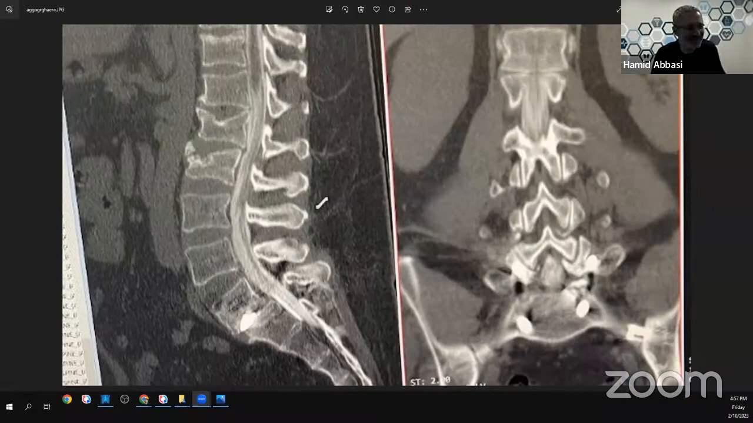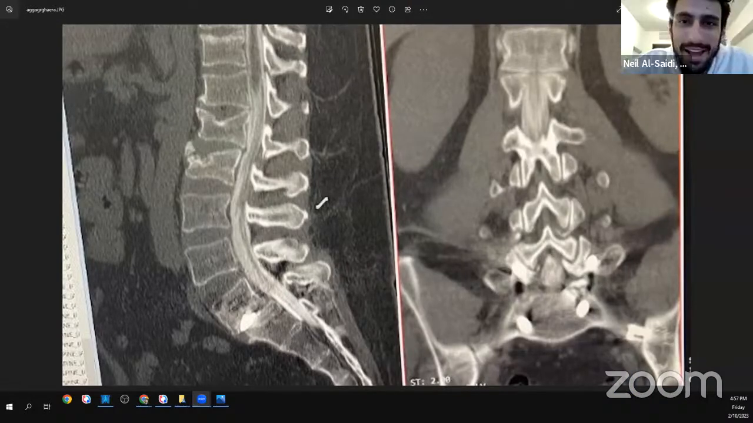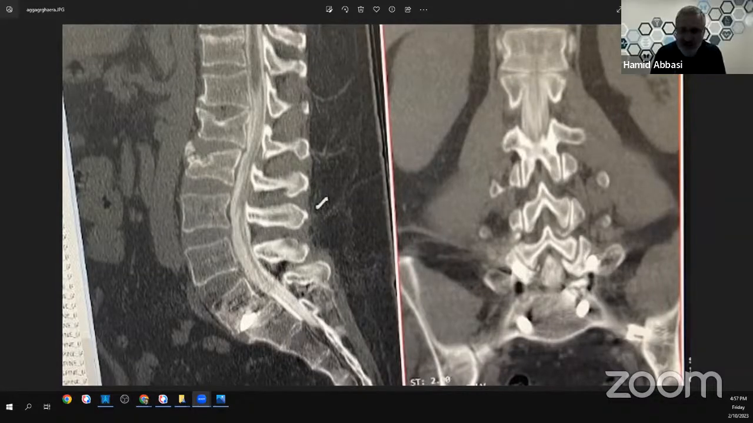How many mammalian spines do you have, of different animals? Well, I haven't studied all of them, but in most animals, they have more vertebrae than humans.